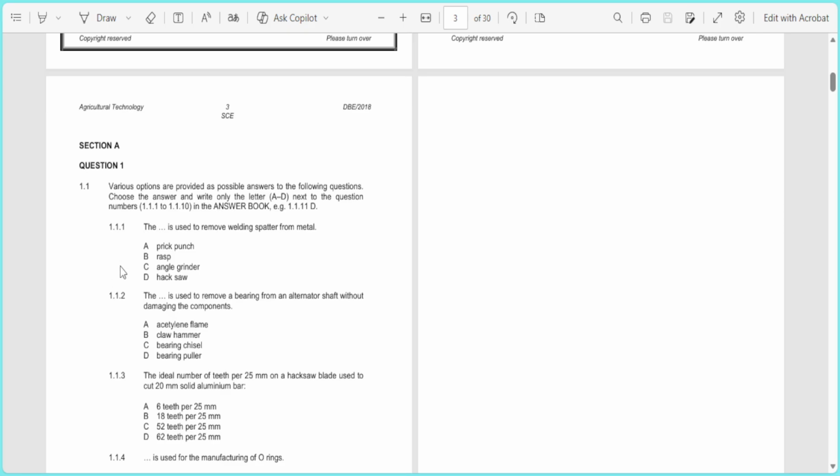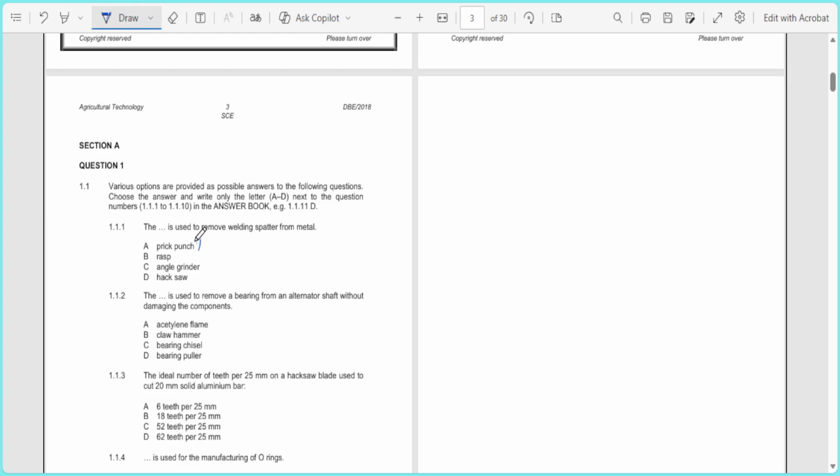What is actually used to remove the spatter from the metal? We are given 4 options. Is A the answer, a prick punch? This is incorrect, because a prick punch is not used for removing material. It's only used for marking metal before the drilling process. So we want something actually used for removing the spatter. What about B? A rasp, a woodworking tool for shaping wood. This one is not suitable for removing material from metal.